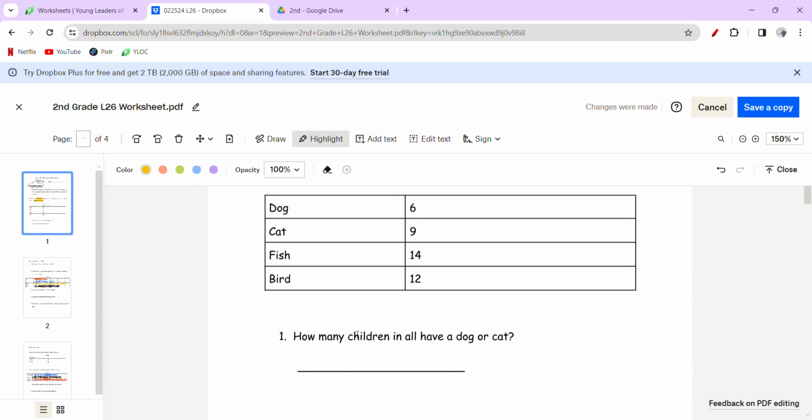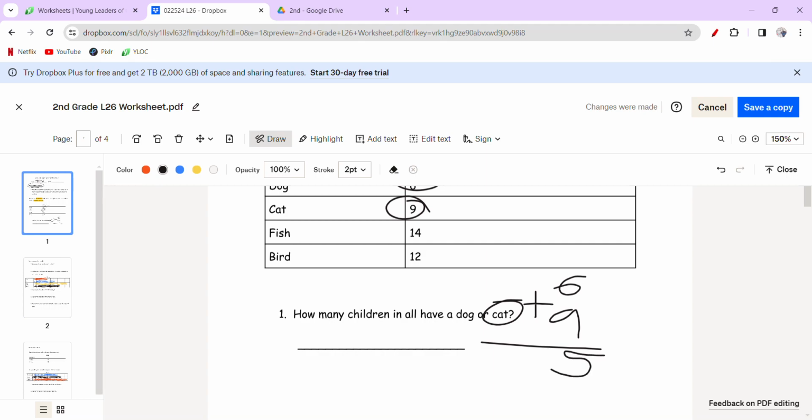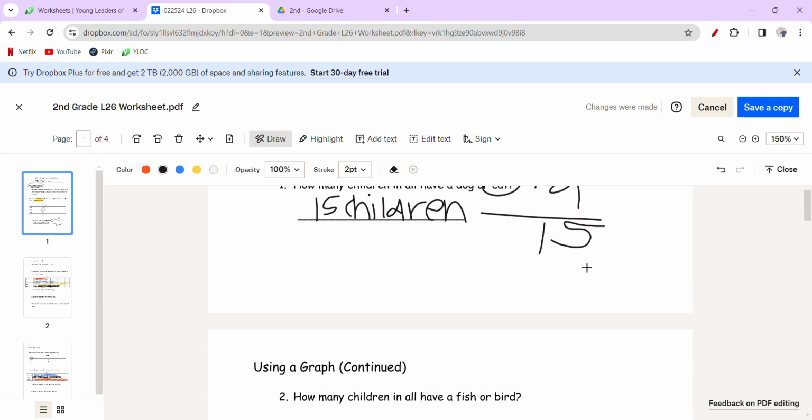How many children in all have a dog or a cat? Here we will look at dog, which is 6, plus cat, which is 9. So 6 plus 9 will equal 15, right? Because 9 plus 6 is 5 and then 10. So 15 children have a dog or a cat.